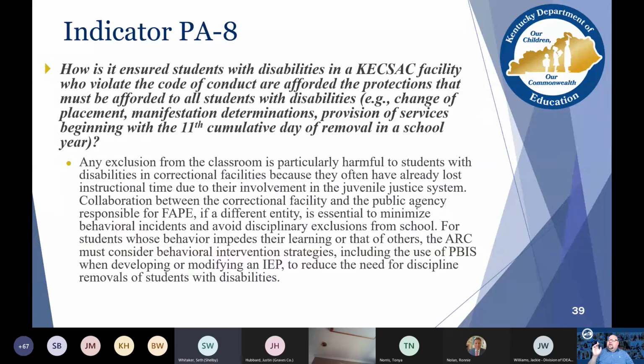So, code of conduct. A student with a disability cannot be treated any differently than a student who doesn't have a disability. And that IEP has to be followed when you're considering students with disabilities. So again, make sure that there's not a different treatment for this set of kids as opposed to this set of kids. Everything is as equitable as possible.